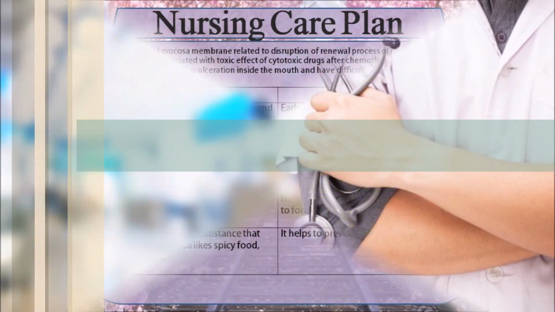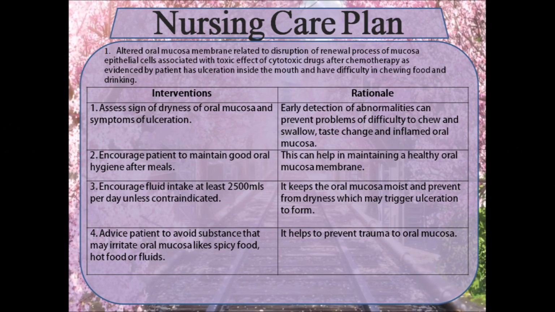The first nursing diagnosis for this patient is altered oral mucous membrane related to disruption of the renewal process of mucosal epithelial cells associated with toxic effects of cytotoxic drugs after the chemotherapy, as evidenced by patient has ulceration inside the mouth and has difficulty in chewing food and drinking.